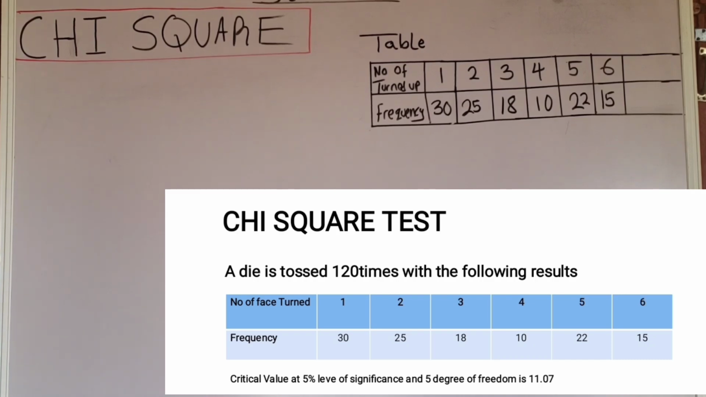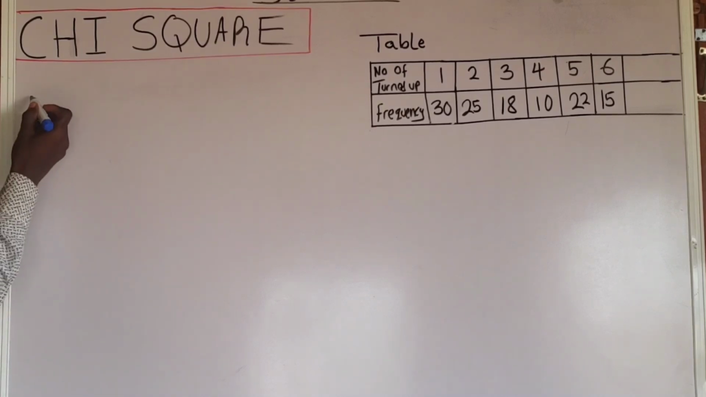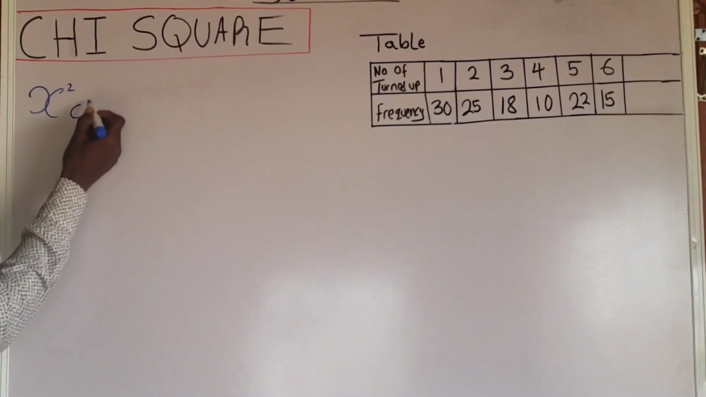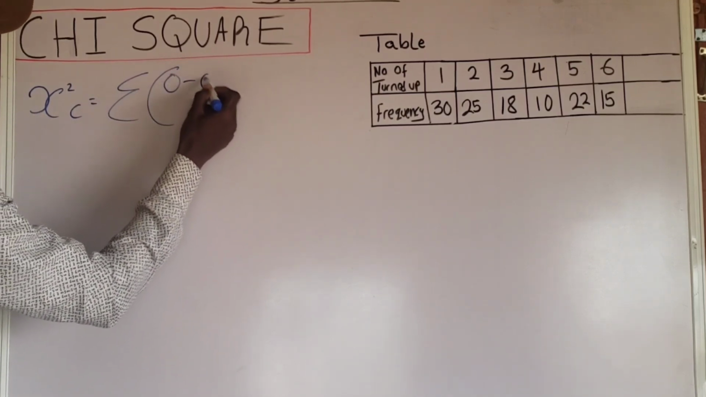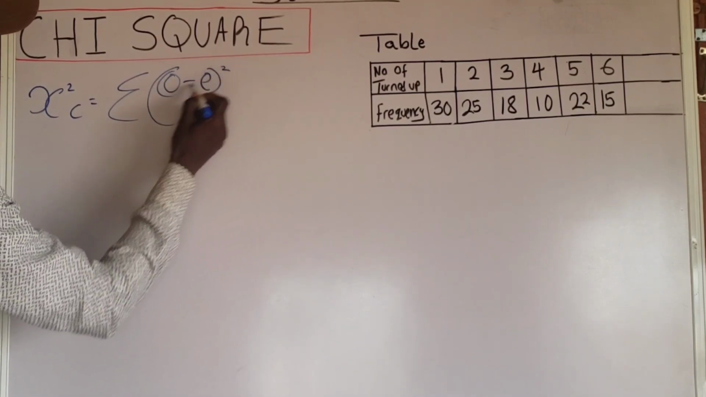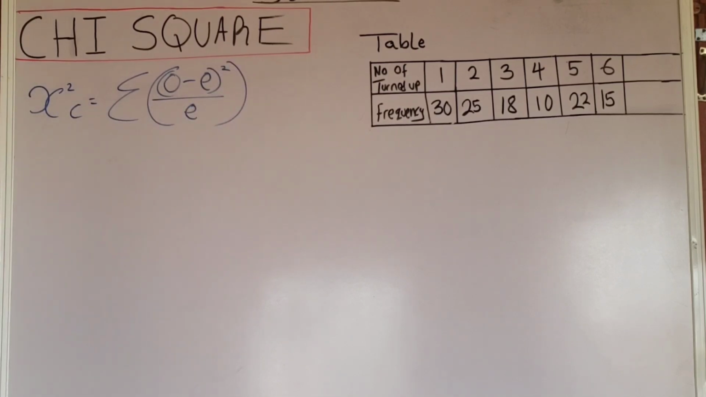Okay, so if you want to test whether the die is unbiased or it is biased, the first step is that we have to prepare our table. Don't forget that in our previous class I told you chi-square is given by this formula. Calculated chi-square is equal to the summation of observed minus expected, squared, all over expected. This is the formula for the calculated chi-squared.